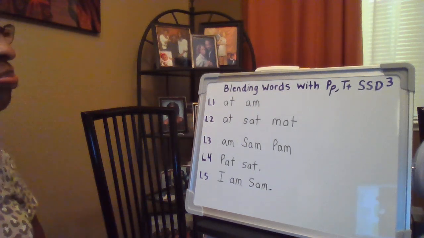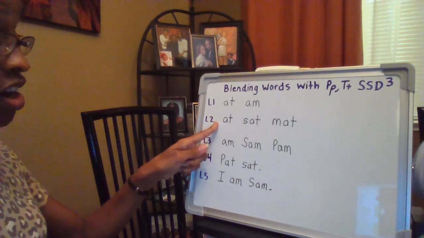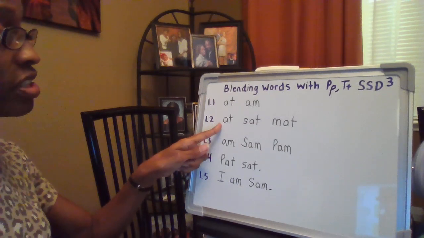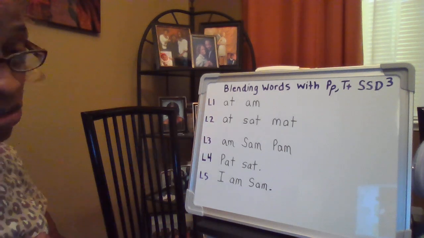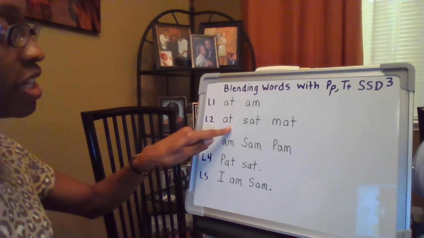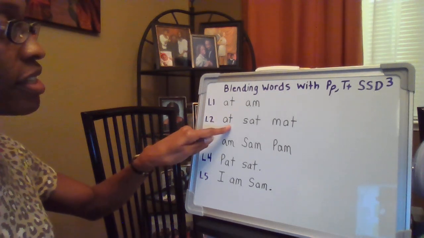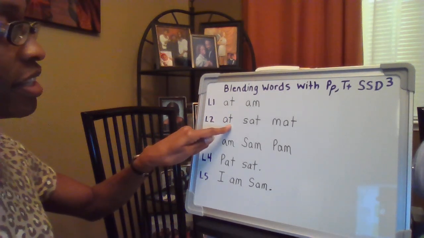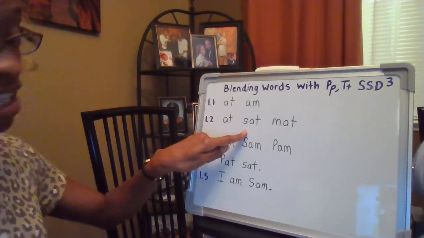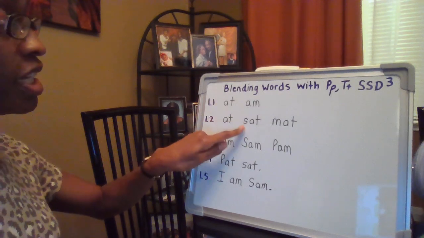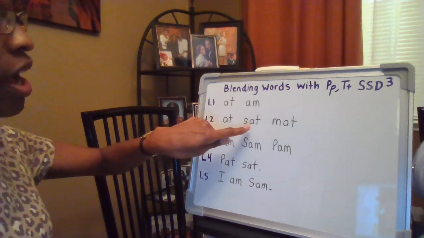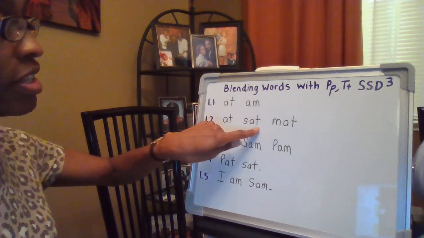Line number 2. Is there an onset? No, there's no onset. Is there a rhyme? Yes, because you have a vowel and a consonant. At. Do you have an onset? Yes, there is an onset. The beginning sound is S. Your rhyme is the at.